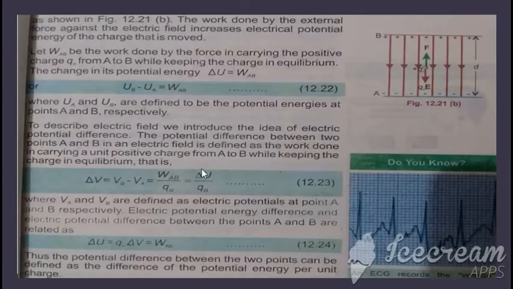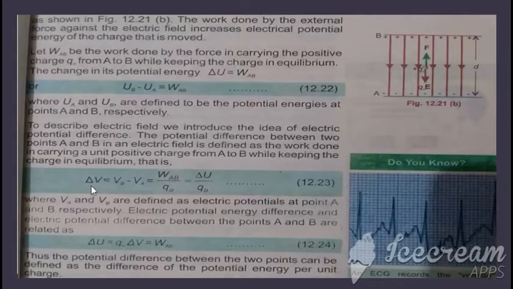Again, I am repeating it. The potential difference between the 2 points A and B in an electric field is defined as the work done in carrying a unit positive charge from A to B while keeping the charge in equilibrium. The amount of work done in carrying this charge from A to B is equal to the difference in potential energy, or the amount of the potential difference between the 2 points A and B is equal to the amount of the work done by keeping the charge in equilibrium.